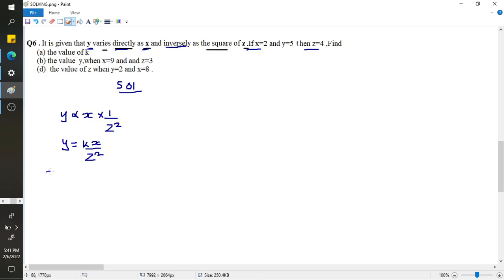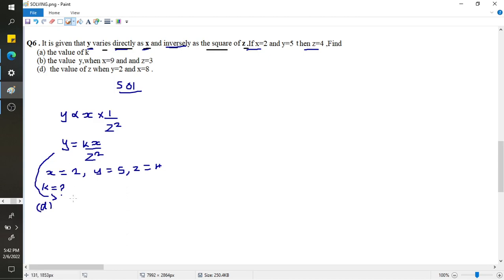So we have x is equal to 2. We have y is equal to 5. We have z is equal to 4. And we want to calculate the value of k, which we don't know. So remember, we need to apply this formula here to calculate A, the value of k. So we're going to substitute.